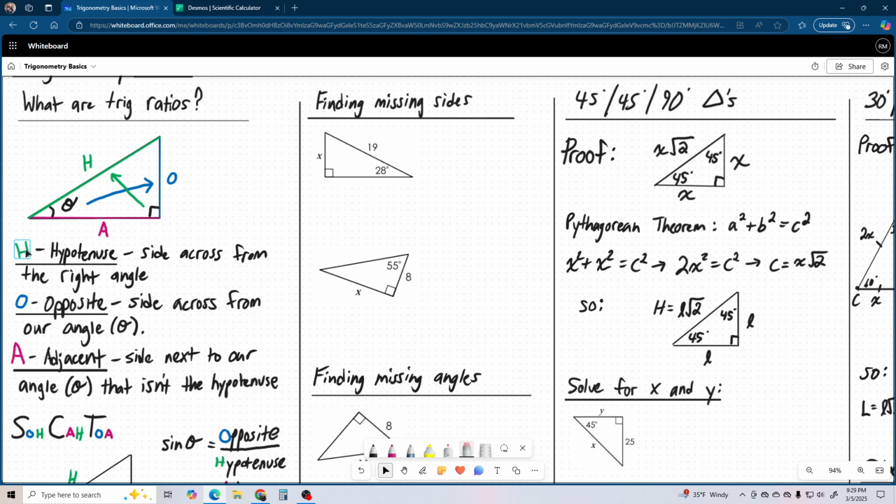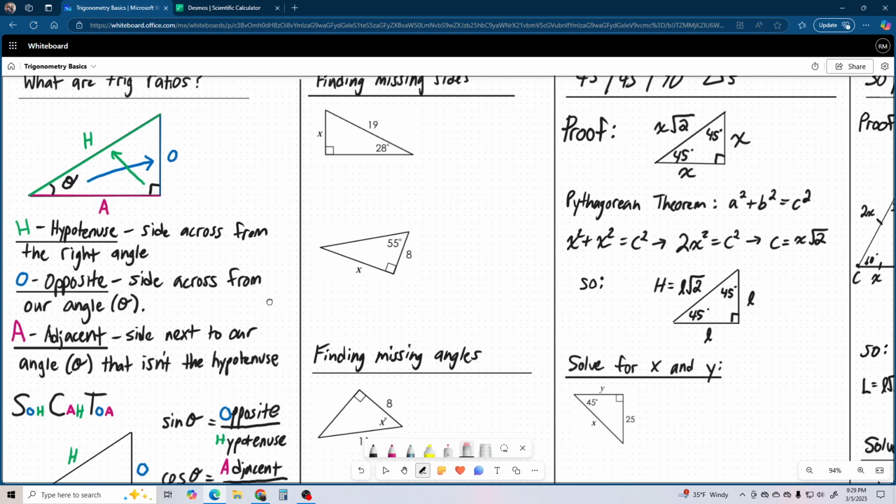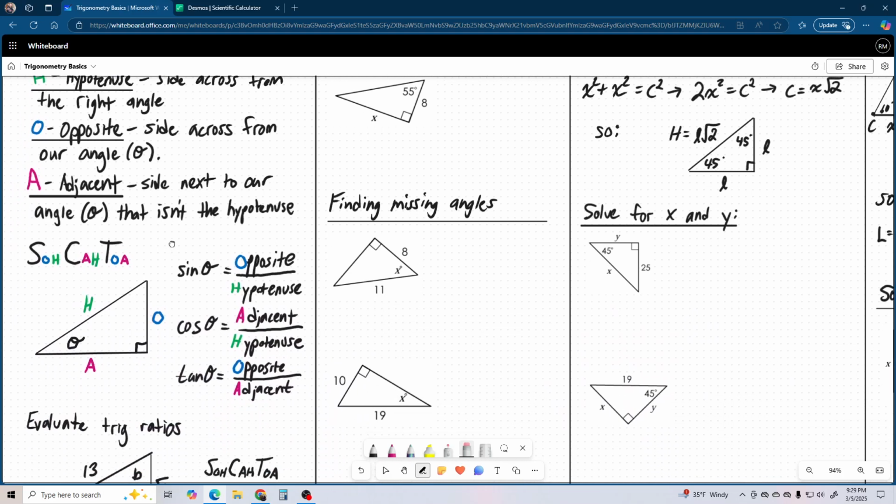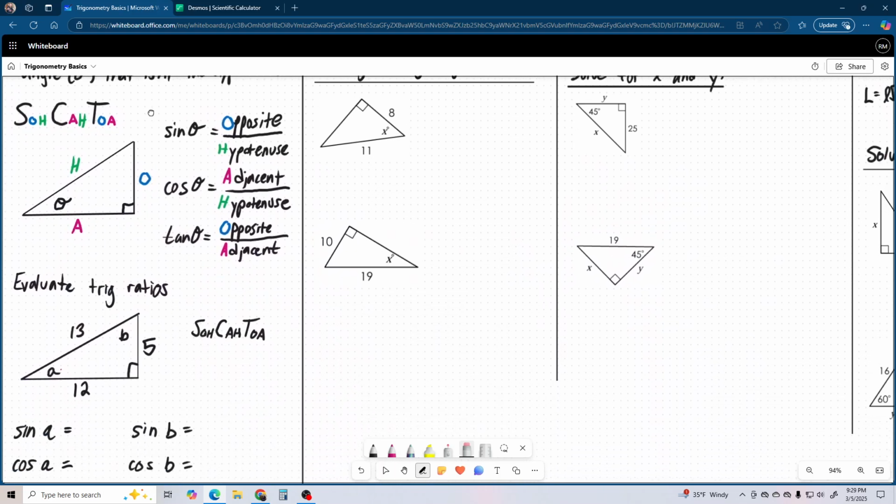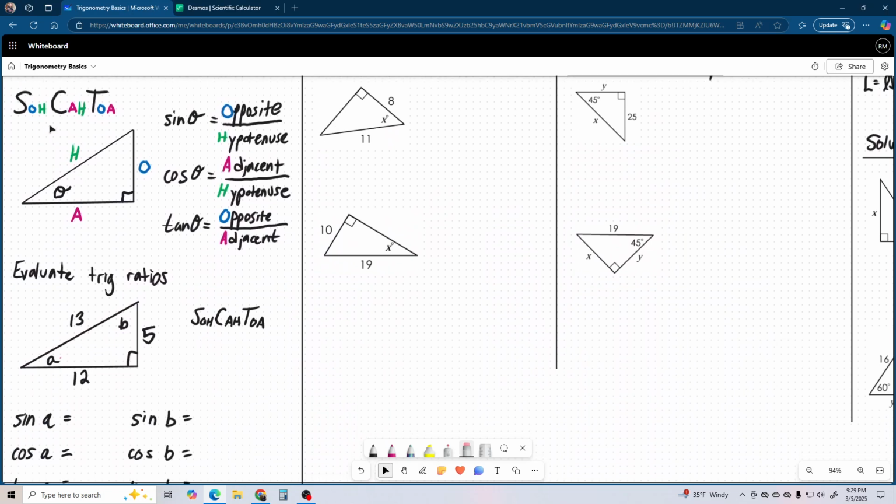Now we're going to need to know the hypotenuse, the opposite, and the adjacent based on our angle in order to use our trigonometric ratio. So it's important to know which is which. Like I said, always start with the hypotenuse, then find the opposite, then find the adjacent, and that'll be a pretty simple way to get where you're going. All right, so now let's talk about SOHCAHTOA.